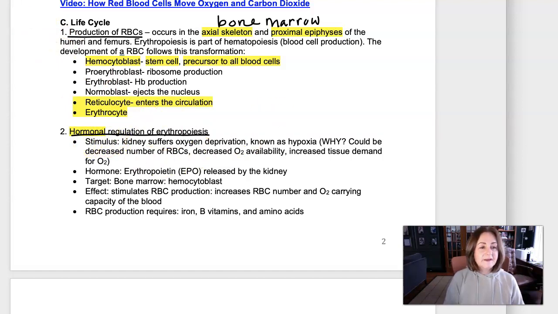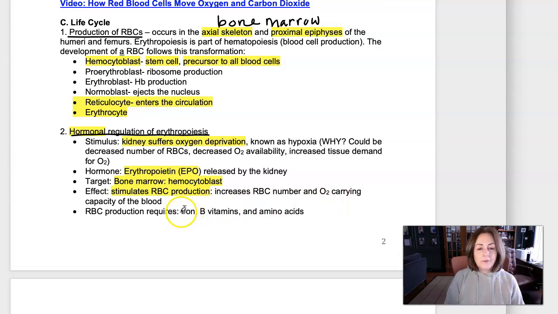The stimulus is the kidney sensing oxygen deprivation, and there are lots of different reasons for that. What it will do is secrete the hormone erythropoietin into the blood. It's going to target the bone marrow, the hemocytoblast, and encourage it to stimulate red blood cell production, because it's producing all of the blood cells. That's going to increase the number and oxygen carrying capacity of the blood.